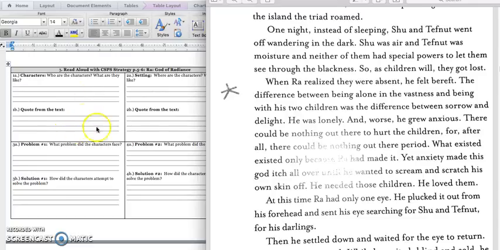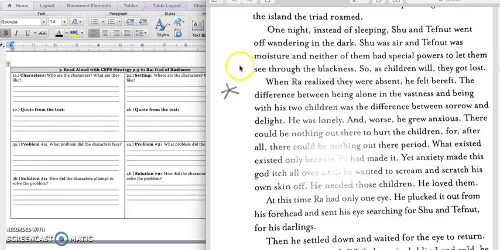The quote we would write down in the second part of 1B is this first quote that says, one night, instead of sleeping, Shu and Tefnut went wandering in the dark. And you can add this last part that says, they got lost. Press pause to write down the quote and play when you're ready for the setting.